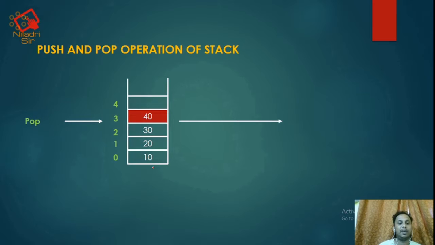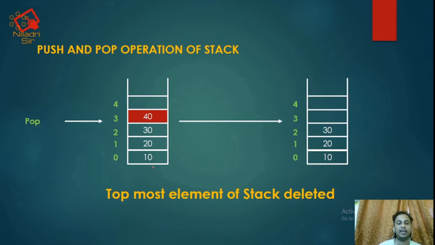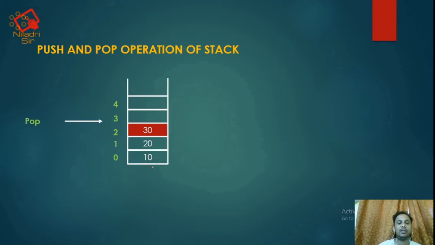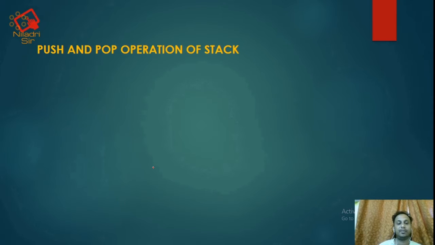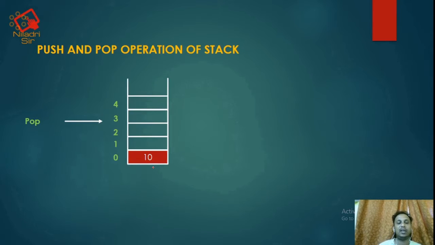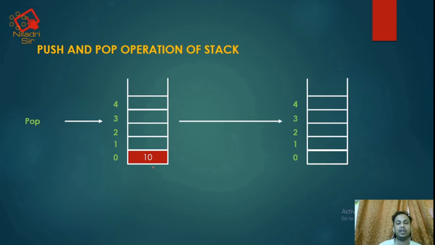Next, the top of the element is 40, so 40 will be deleted. Next, the top of the stack is 30, 30 will be deleted. Next, the top of the stack is 10. If we perform pop, the 10 will be deleted. So the stack is empty now. We cannot pop any items right now. This condition is called underflow condition.